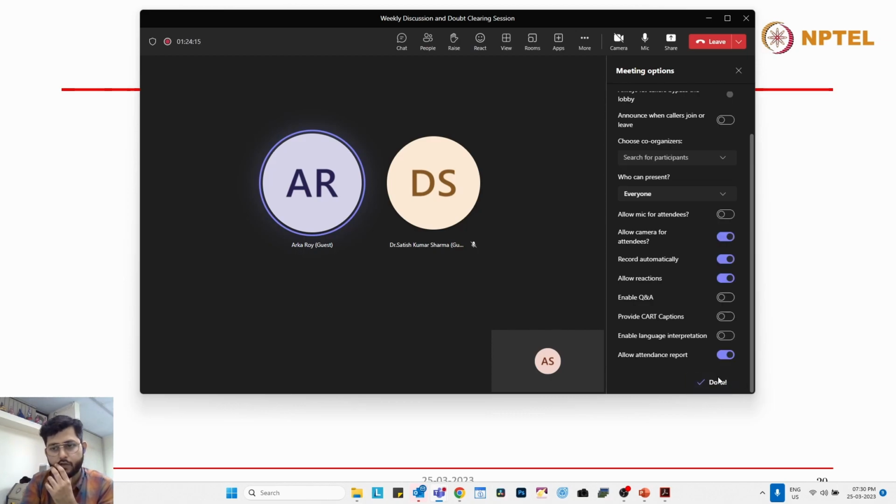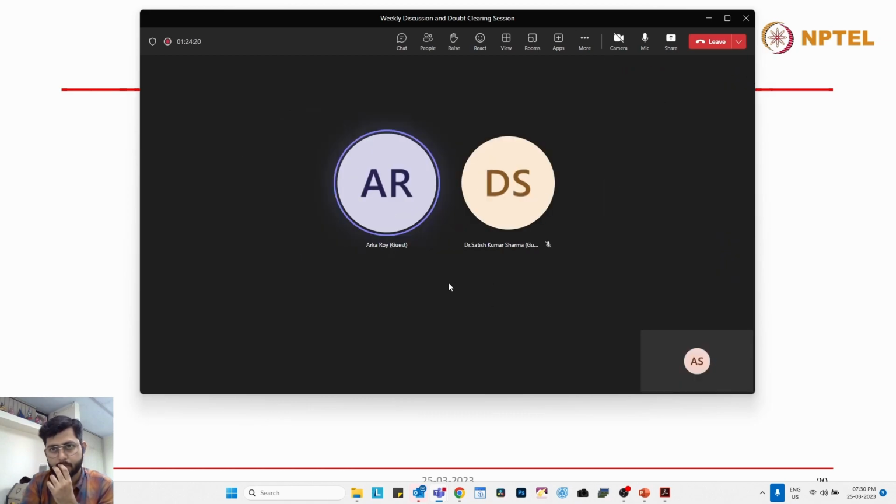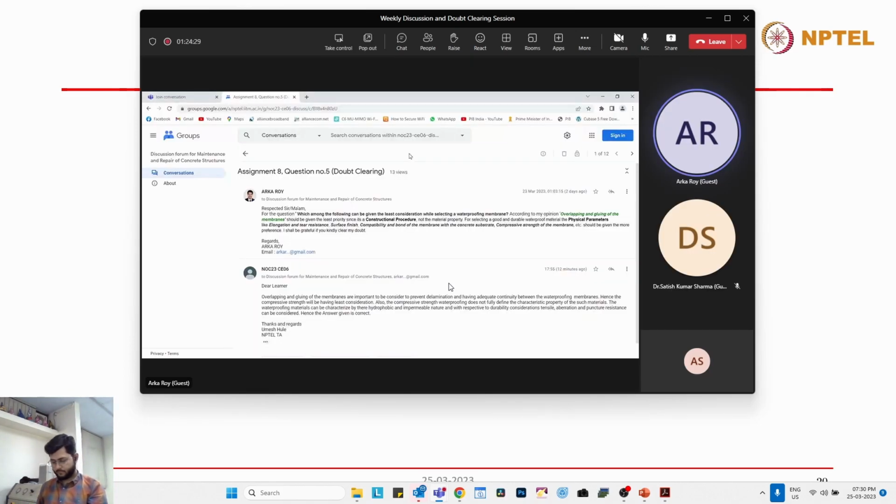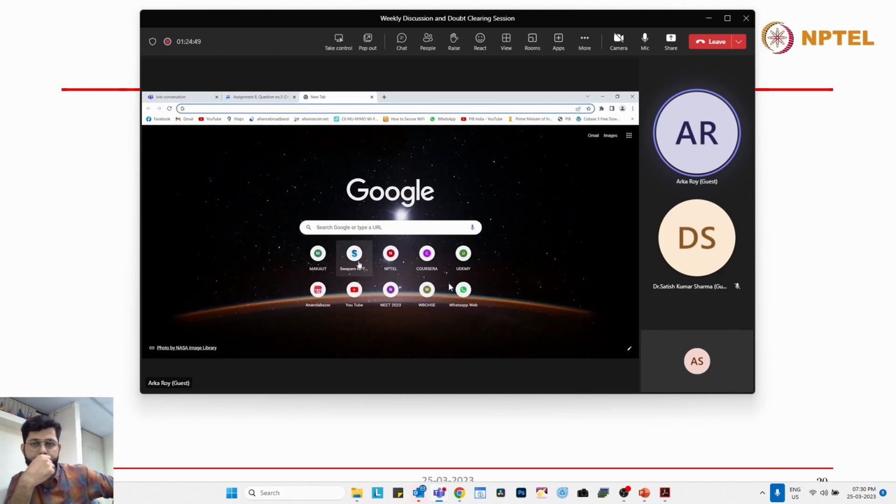Can you check now if you can share your screen? Yes, sir. I'm doing it. The option is enabled. I can see that. Can you see my screen? Yes, I can see your screen. First of all, did you mail this to the discussion forum? Yes, sir. I have mailed this to the discussion forum. I didn't receive this mail.